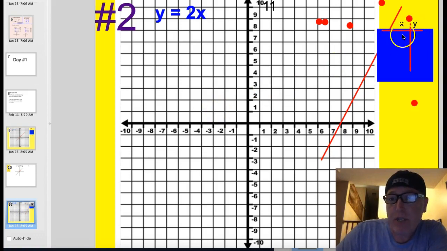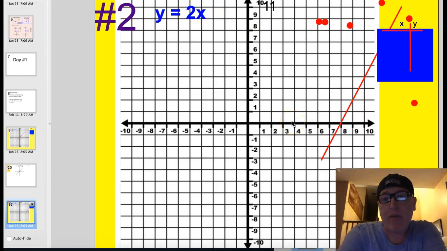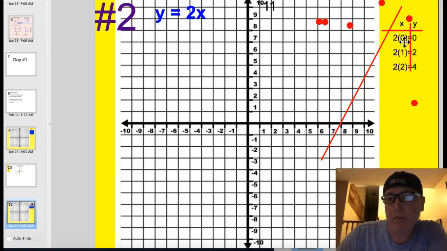All right, sounds good. This next one, just make a quick little XY table like this. Put 3 values in, 0, 1, 2, and complete the table. And try graphing it. I'll give you a few seconds and I'll do it for you. Okay, here would be the table. When x is 0, y is 0. When x is 1, 2 times 1 is 2, y is 2, and so on.